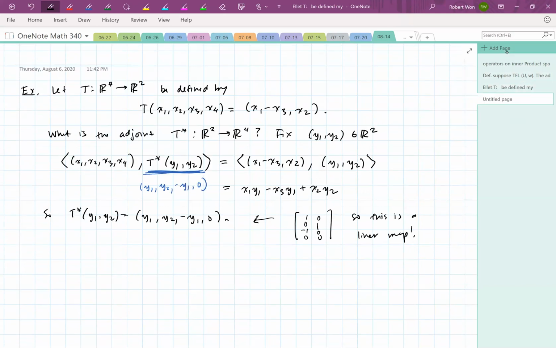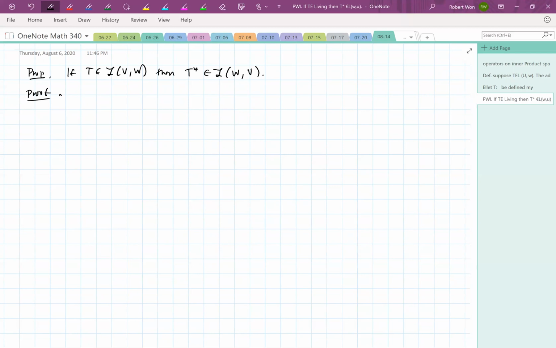So let's prove that. If T is a linear map from V to W, then T star is a linear map from W to V. Okay, let's prove this. Anytime you try to prove something about something new, it seems kind of mysterious, because at this point you don't know what the adjoint is. You've seen the definition once. Seeing the definition once is not the same thing as knowing what something is.